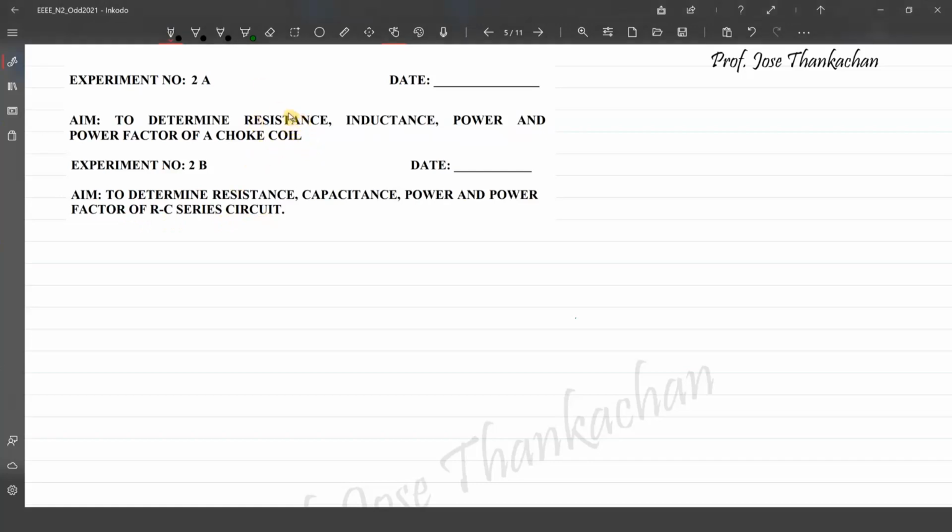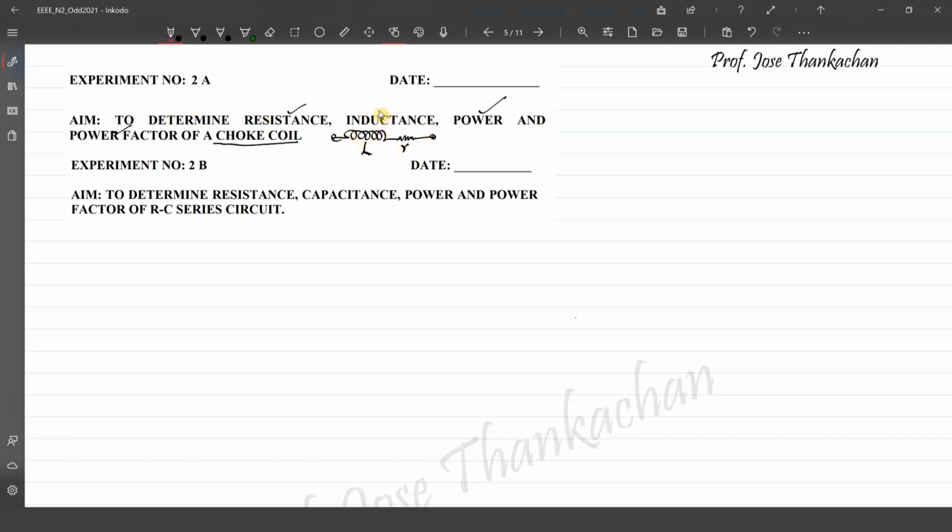So, what are these individual parts 2A and 2B? In both cases you can see the aim is common here. We need to determine the resistance, power, and power factor. In the first part, it is a choke coil. A choke coil is basically an inductive coil having some small amount of resistance. Let me say the inductor value is L and the low resistance value is small r. That would be a choke coil.